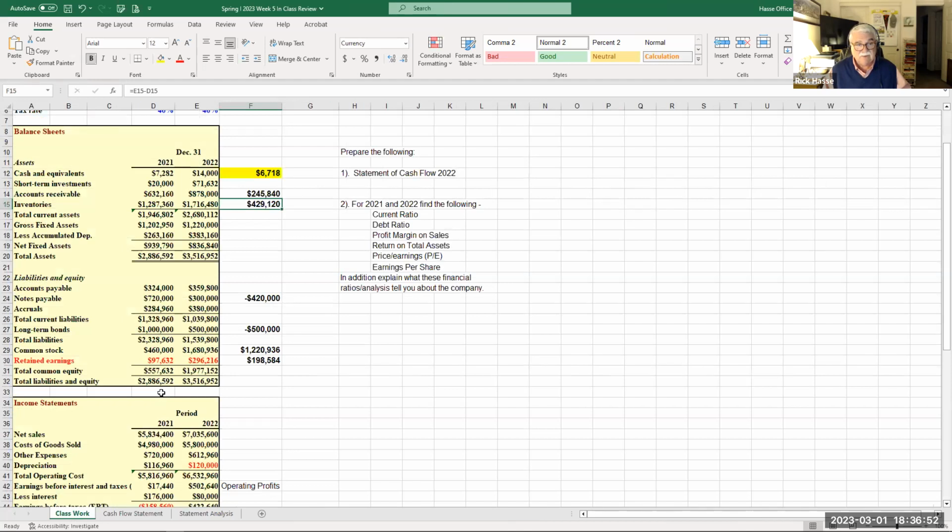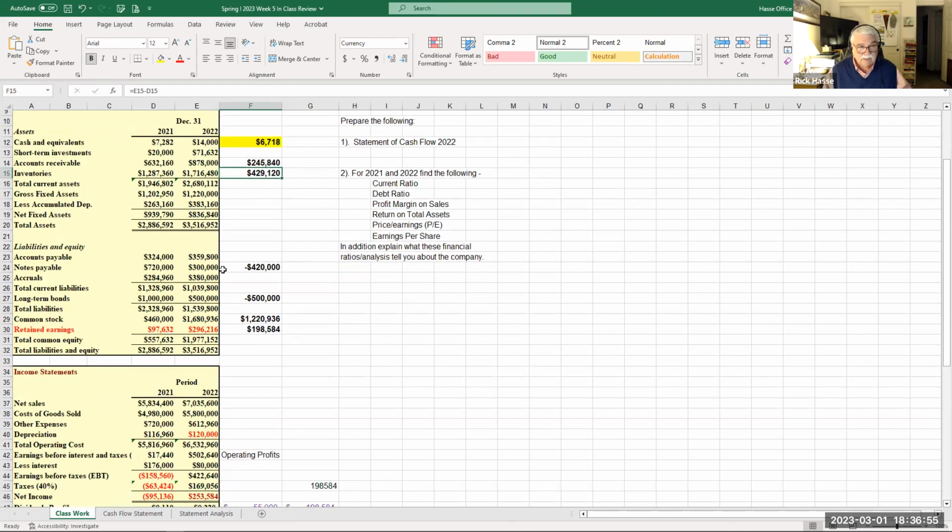If you notice on the balance sheet, accounts payable has increased by $35,800, and accruals have increased by $95,040. In other words, we owe more money. Well, if we owe more money, that means we haven't paid it out. We haven't paid those expenses, those liabilities. That's money, cash flow that we've saved.